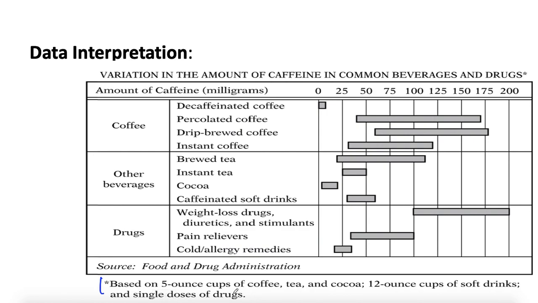A very important thing, just read this. It is based on a 5 ounce cup of coffee, tea, and cocoa, so some are 5 ounce cups, and the remaining are 12 ounce cups of soft drinks and single doses of drugs. This is very important, 5 ounces and 12 ounces, which will be used in the question. ETS often traps you on this: you miss it, and the question asks for, for example, 10 ounces, and you consider the same as given, which is wrong, right?